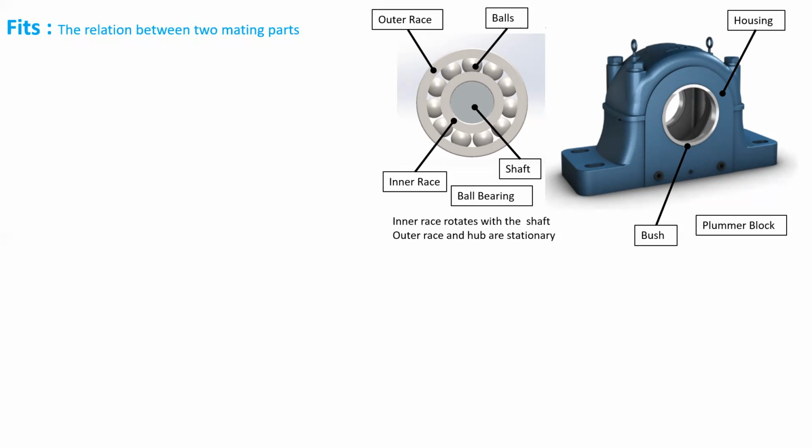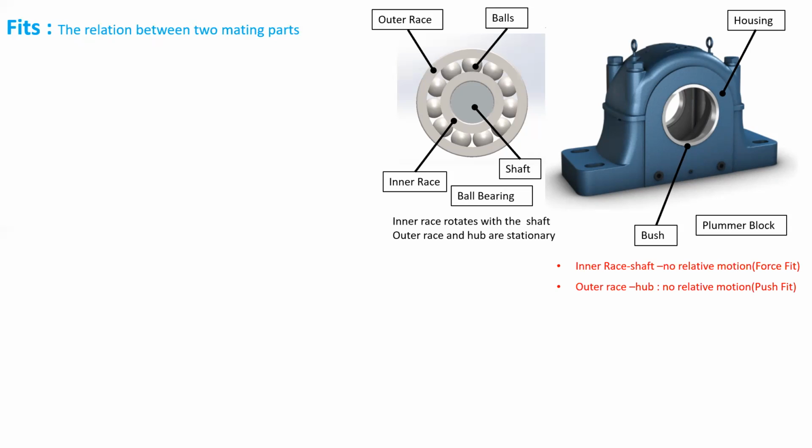Now let's study the four pairs of fits that we have seen. The first one was the inner race and the shaft. There is no relative motion between the inner race and the shaft, and it is a force fit, which is a type of interference fit. The second one was the fit between the outer race and the hub. Here also there is no relative motion, but it is a push fit.